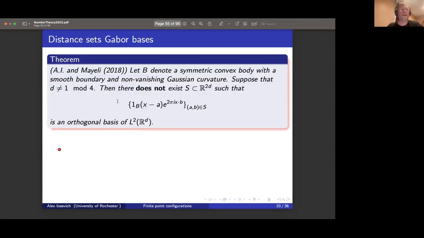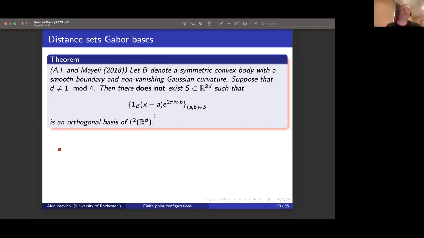Okay, and here's a theorem. One rather poorly developed aspect of this theory is what happens if the window function is an indicator function of a set. There's been some recent activity in this problem, and a simple result is joint work with Azita Mayeli from a few years ago. We proved that if B is a symmetric convex body with a smooth boundary and non-vanishing Gaussian curvature, then if the dimension is not congruent to 1 mod 4, there does not exist a set S that makes this an orthogonal basis of L2 of R^D.